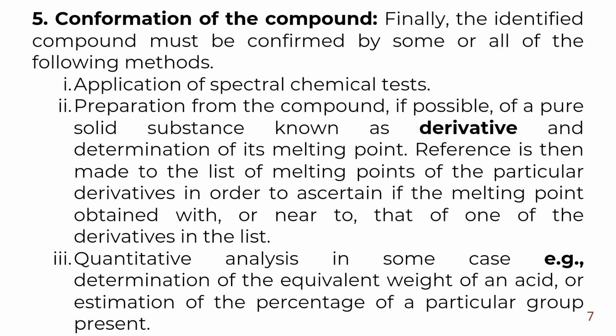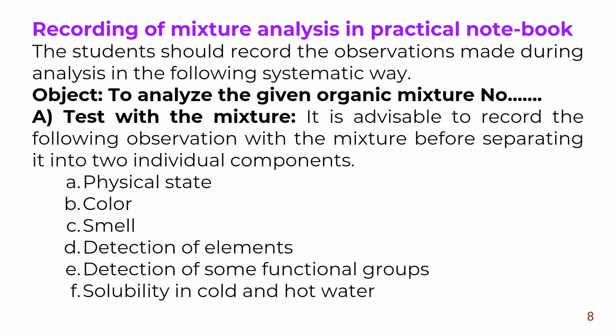5. Confirmation of the compound. Finally, the identified compound must be confirmed by some or all of the following methods. Application of spectral chemical tests. Preparation from the compound, if possible, of a pure solid substance known as derivative and determination of its melting point. Reference is then made to the list of melting points of the particular derivatives in order to ascertain if the melting point obtained is the same as, or near to, that of one of the derivatives in the list. Quantitative analysis in some cases, e.g., determination of the equivalent weight of an acid, or estimation of the percentage of a particular group present.